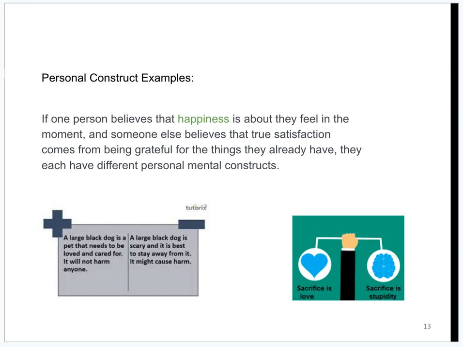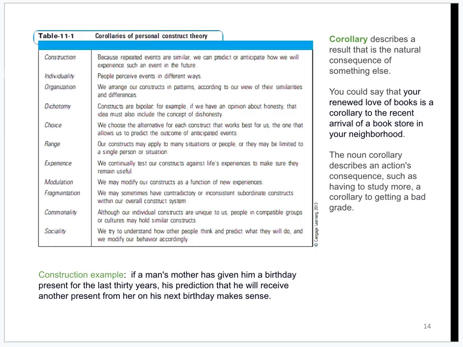In the chapter, it does talk about corollaries of personal construct theory. What these are like rules. And you're not expected to know all of these, but you are expected to understand it. So, for example, these are the different rules on the side here that have to go with personal constructs and how we use them. So, construction. Because repeated events are similar, we can predict or anticipate how we will experience such an event in the future.